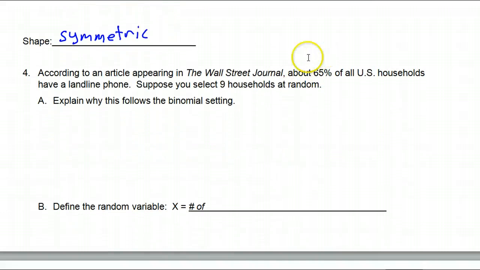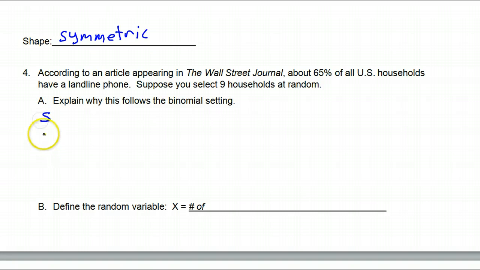Now, according to an article appearing in the Wall Street Journal, about 65% of U.S. households have a landline phone as opposed to a cell phone. Suppose you select 9 households at random. So we need to explain why this follows the binomial setting. Well, there are 4 conditions that have to be met for the binomial setting, and then there's that special formula that we can use if it fits the 4 conditions.